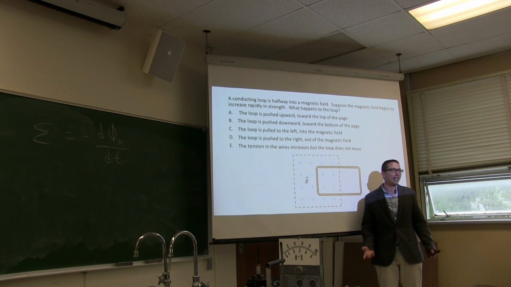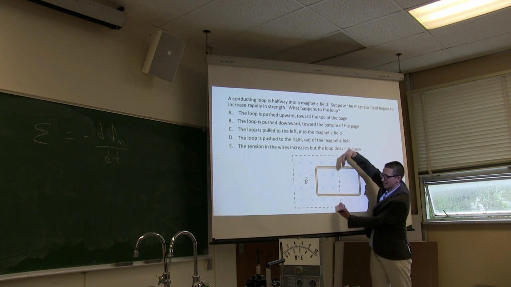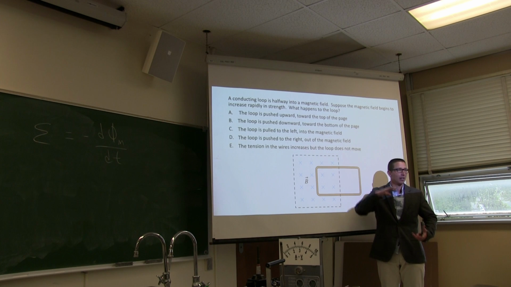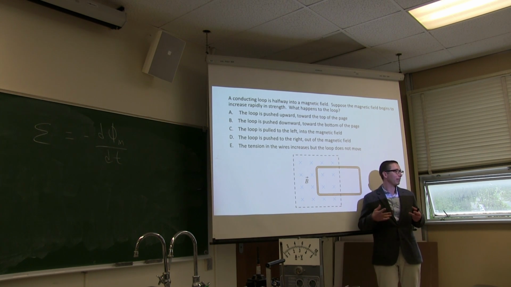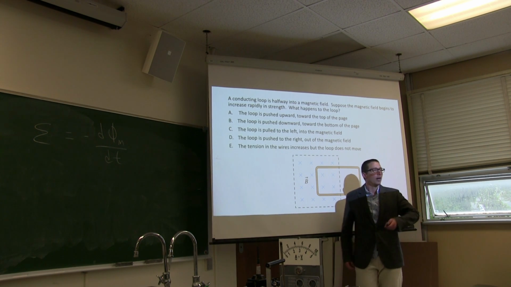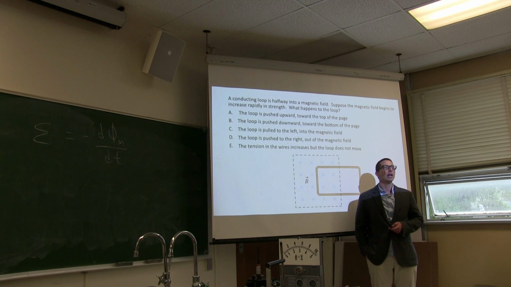Also, the tension does increase in the loop because the top and bottom are being pushed together. So say it was a really strong field, like the field created by a superconducting electromagnet, it could crush the loop because the force would be so strong. All right, any questions on this one here? Makes sense?